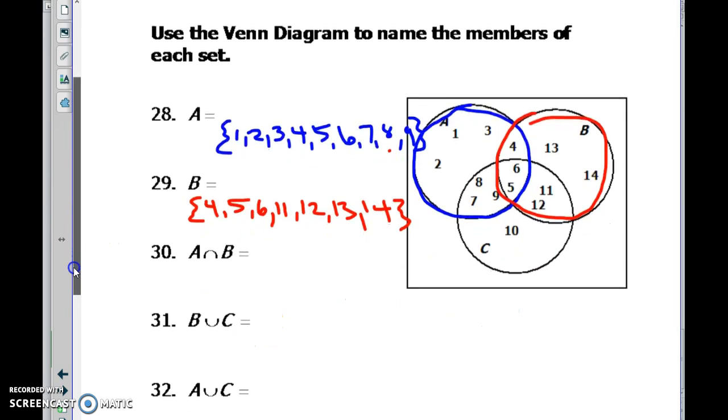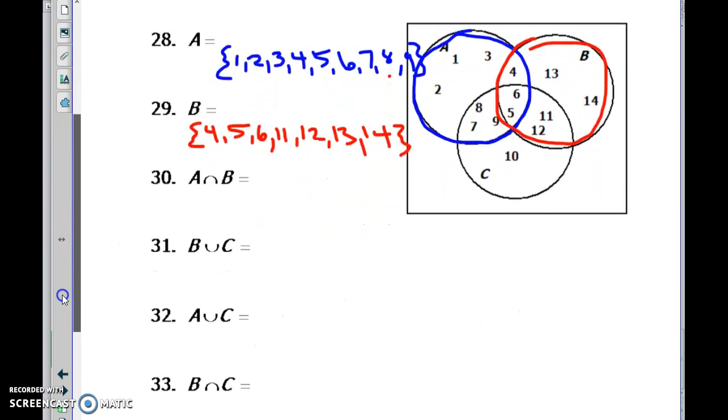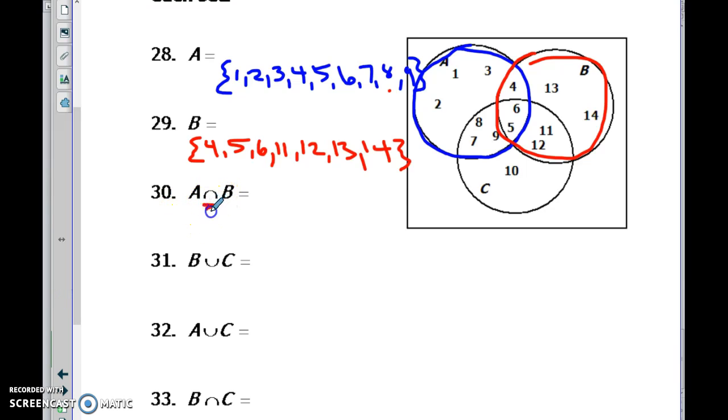Now we have our union and intersection symbols here. So this stands for intersection. Again, in our example, it would be students in both band and choir, only the ones that overlap in both. So in this case, we want only the numbers that overlap. I'm going to write the word overlap here. It'll help you remember.